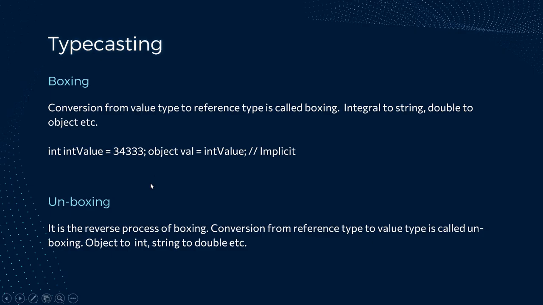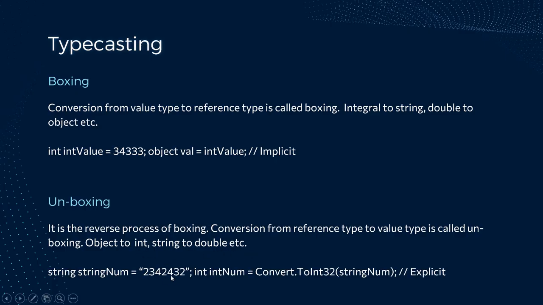And what about the unboxing, the next one? So what is this? So it is the reverse process of boxing. So conversion from reference type to value type is called unboxing. For example, object to integer or string to double, etc. And here you can see I have taken one string here, that is the string num, and I want to convert it into integer, right? So I have taken one integer variable int num and I want to convert it into integer. So this string num gets converted into integer, and that is called explicit. So this process is called unboxing because I am converting from reference type to value type. Let's see in action.